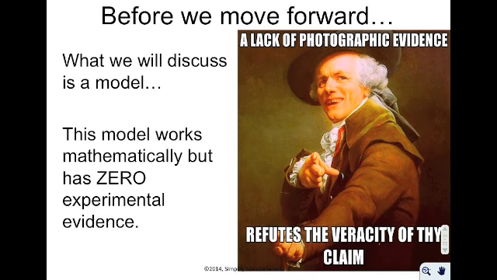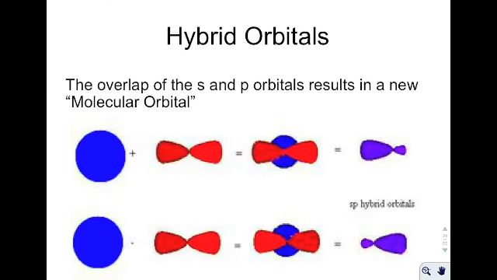Okay, before we go forward, what we will discuss is a model. This is a model that works, and you're going to be taught it in chemistry and in college chemistry, but there's 0 experimental evidence for this particular model. It works mathematically, but we have yet to find any sort of verifiable physical evidence of it. And that's hybrid orbitals. So the overlap of an s and p results in a new, what we call, molecular orbital that we call an sp hybrid orbital. Okay, so you can create these hybrid orbitals from the combination of various orbitals between the two things that bond.